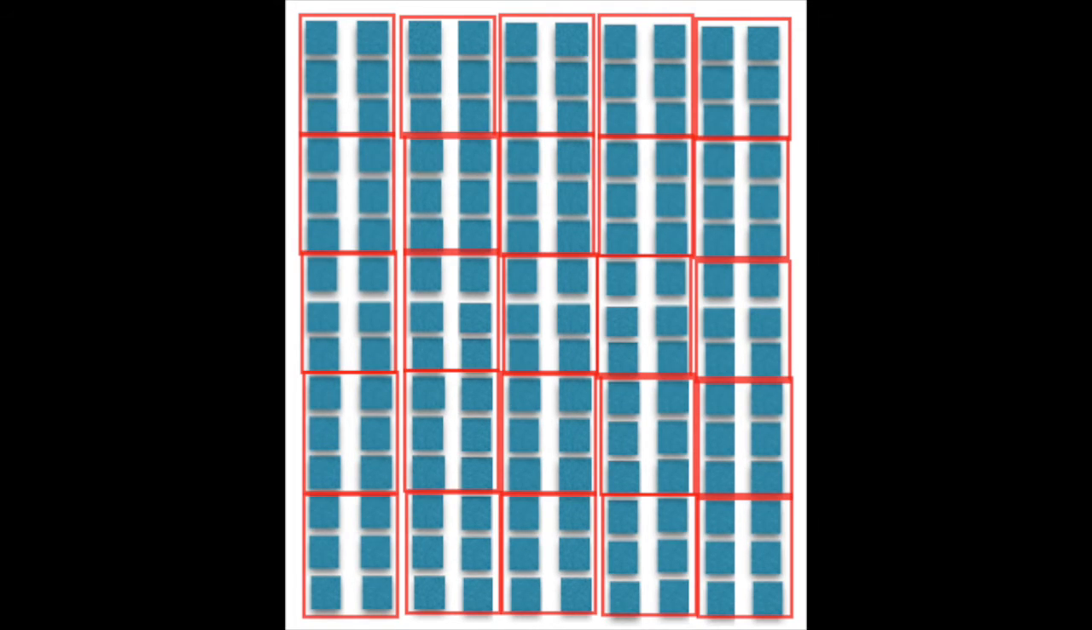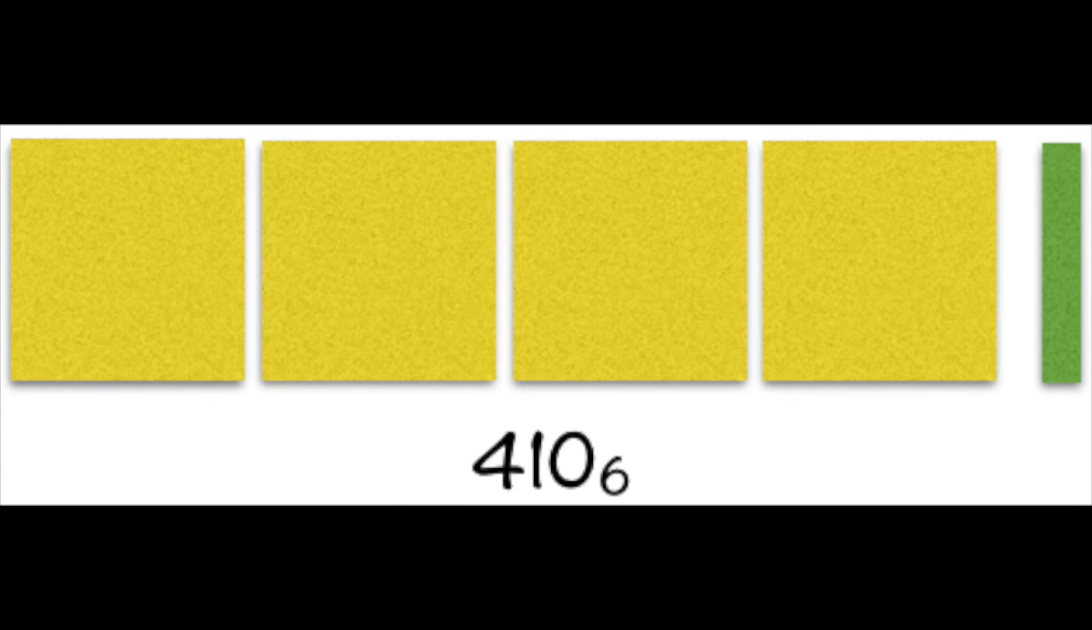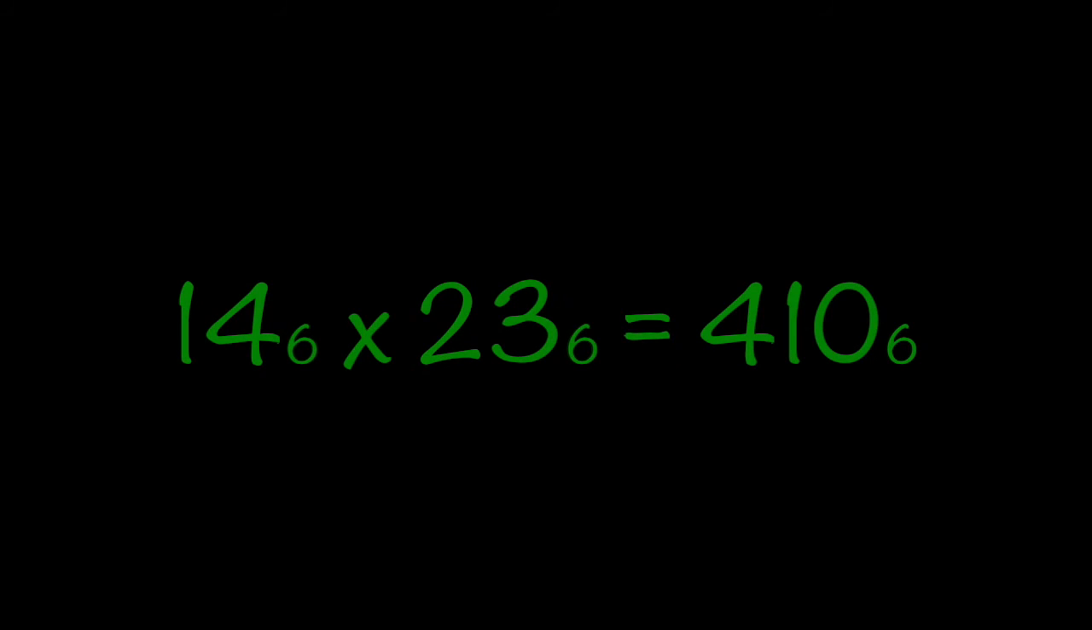Like before, once we have all of the units drawn out, we can put them into groups of 6. 6 units equals 1 stick. There are enough units to form 25 sticks with no units left over. 6 sticks equal 1 flat. There are enough sticks to form 4 flats with 1 stick left over. If we put together everything we have left over, we get 4 flats, 1 stick, and 0 units. This represents the number 4, 1, 0 base 6. Therefore, 1, 4 base 6 times 2, 3 base 6 equals 4, 1, 0 base 6.